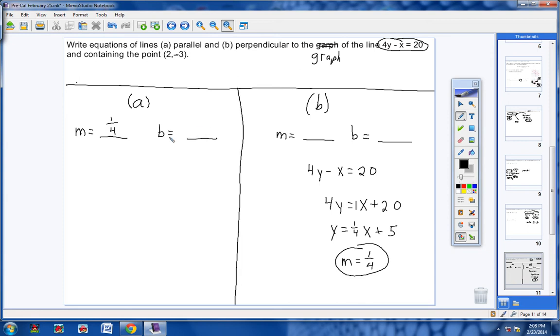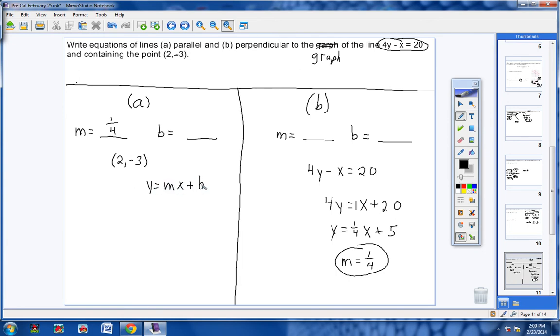Well, remember, I know a couple more things about this line. I know the slope now, and I also know that it passes through this point. Where did I get that from? Right here. The equation of the line parallel to this line and passing through the point 2, -3. So if I know a point and I know the slope and I'm trying to find b, do y'all remember the formula you're supposed to use? I hope you do.